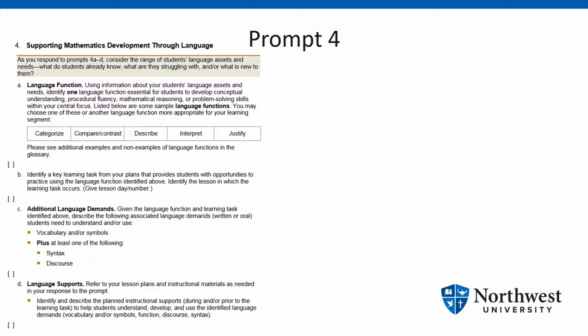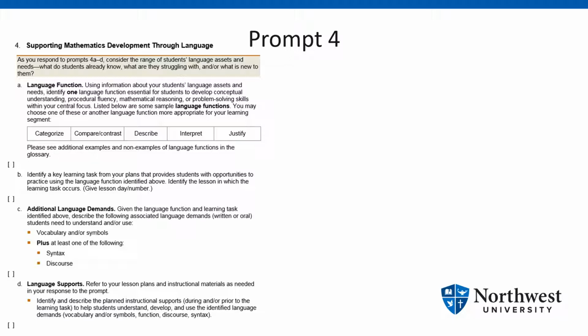But 4C asks about additional language demands. So given the language function, a learning task, let's say the language function was compare and contrast, what other associated language demands are there? Is there any specific vocabulary involved? Well, we already talked about the greater than and less than and the symbols, so you might want to bring those up. And then it asks about syntax and or discourse. And I'm not going to talk about those right now. Instead, I will refer you to the academic language video and to the academic language resources in which syntax and discourse will be described. And vocabulary and language function will also be described more fully.